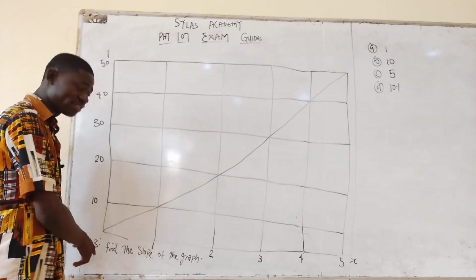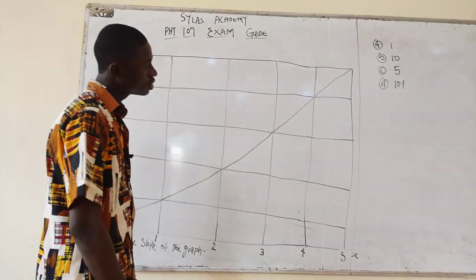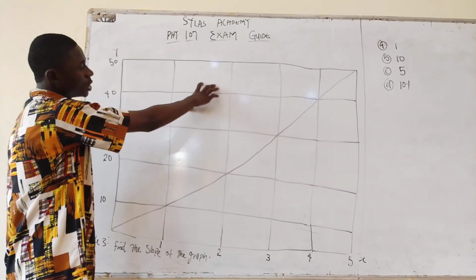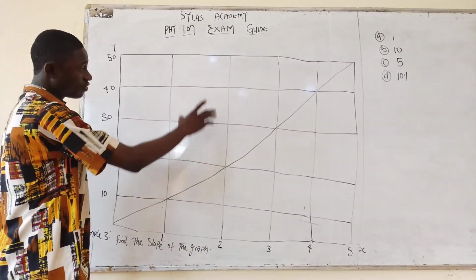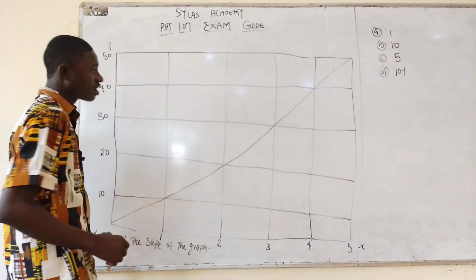Today, let's consider example 3. They say find the slope of the graph. Now what? This is the shape of a graph, a diagram of a graph. In an exam, they'll say, find the slope of this graph.